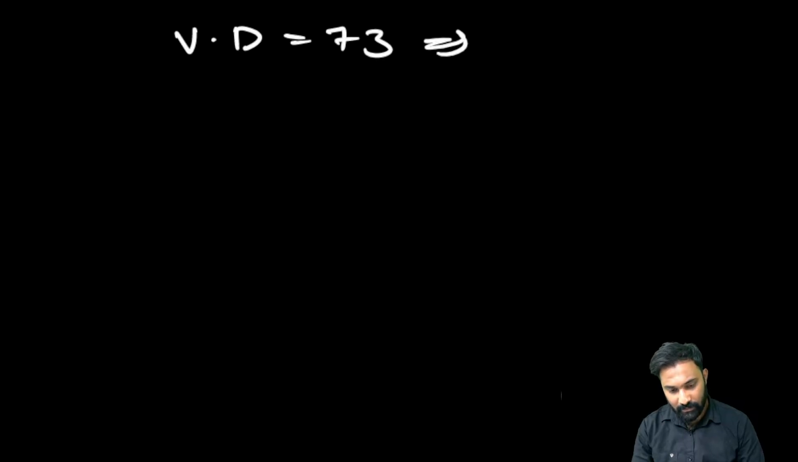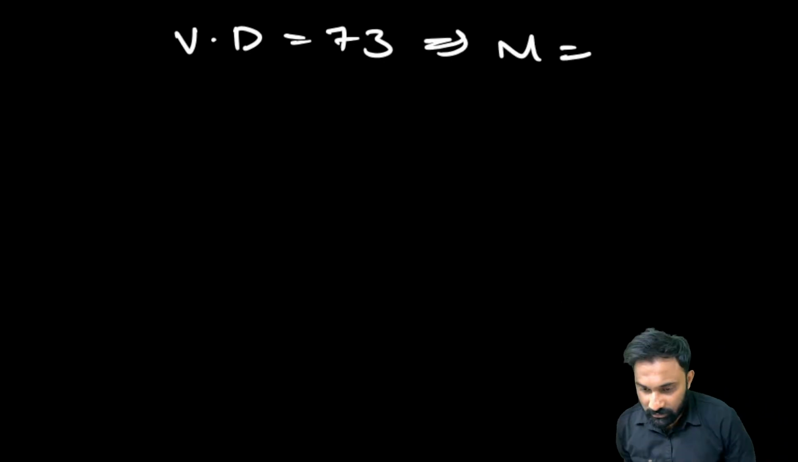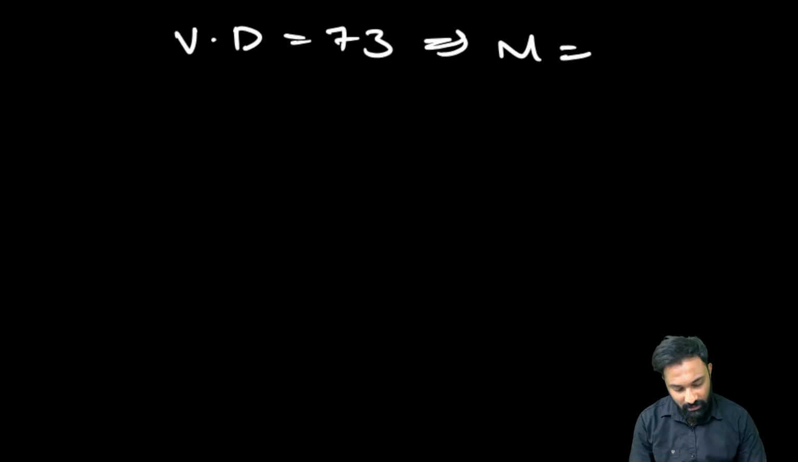Now see, in the given question the vapor density is given as 73. Clear? With vapor density 73, the molecular weight of that gas will become 2 into 73, that is 146.